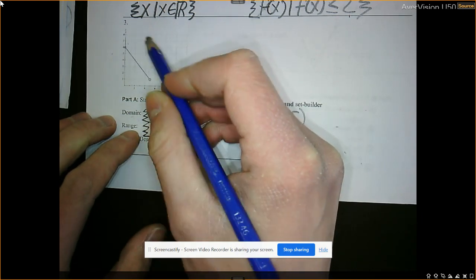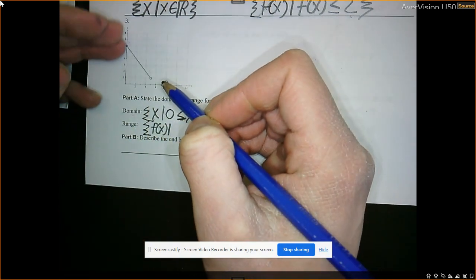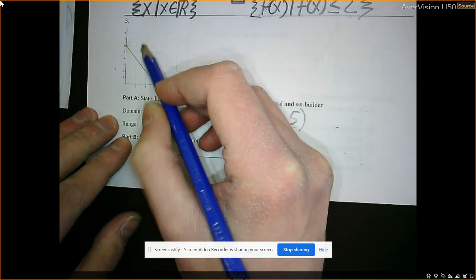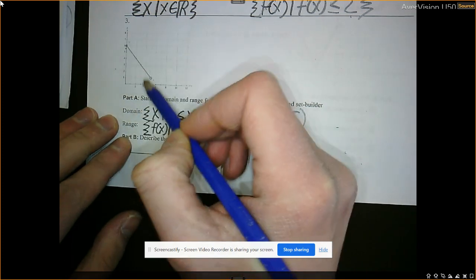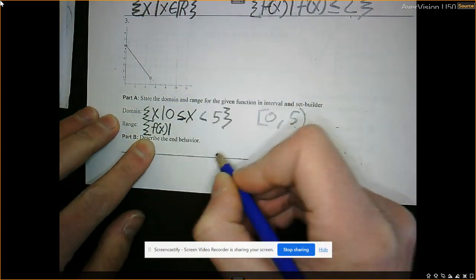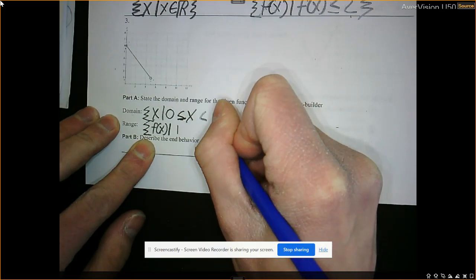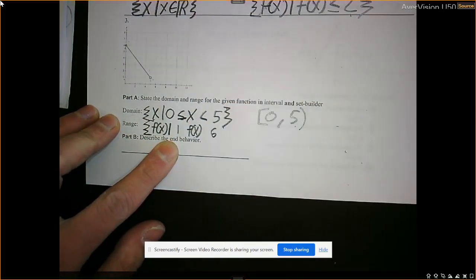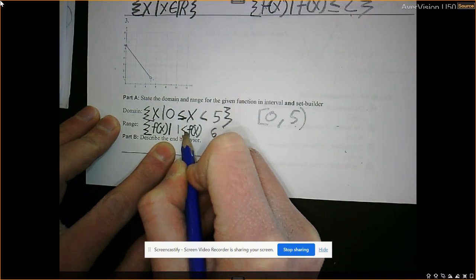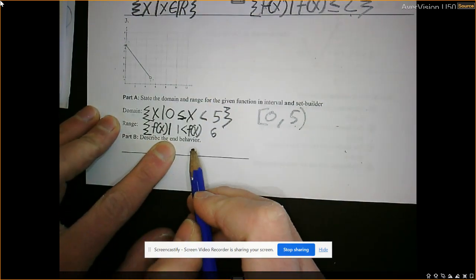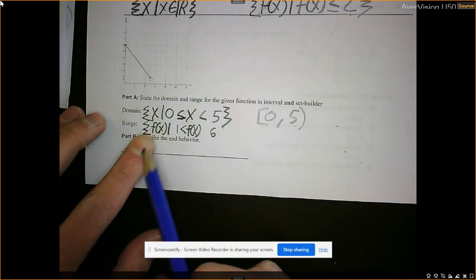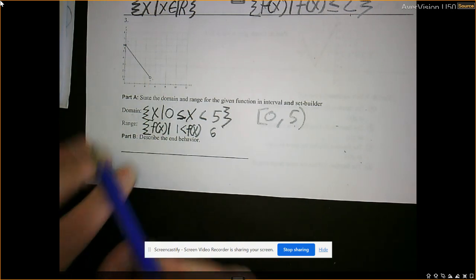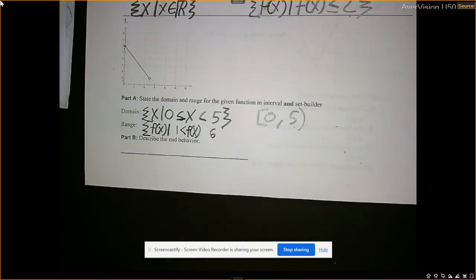So what y values are being hit? Now we're talking up and down values. How low does it get? How high does it get? Well, our upper bound is definitely 6. Our low bound is definitely 1. So our low bound 1, high bound 6. And again, we're talking f of x for range. It has to be greater than 1. Can it equal 1? No, it cannot, right? Because it has an open circle there, so it cannot equal 1.